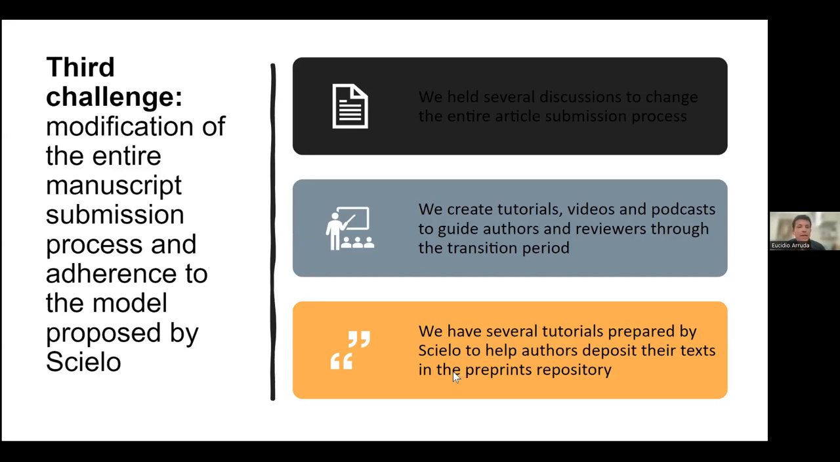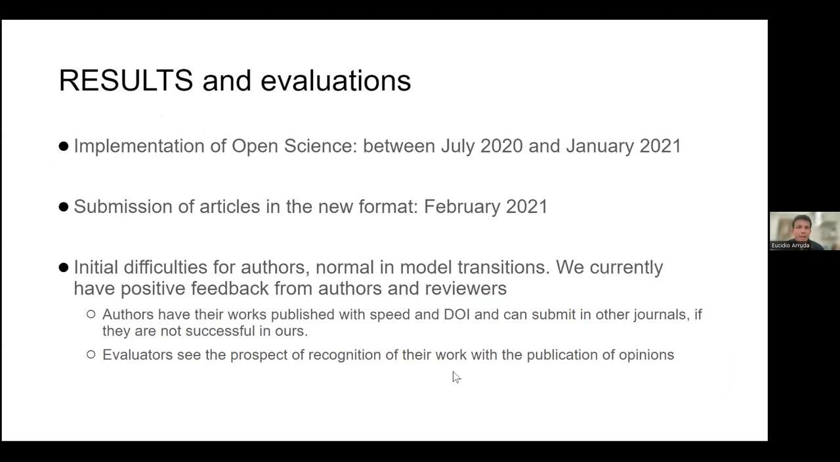We believe that the outcome of this transition has been very positive for the journal. Among the main results we highlight, we started receiving under the open science model in February 2021. There was a better qualification of the articles received. We observed that there was a reduction in the number of articles received because the authors have greater care in the elaboration and finalization of the works, since they will already be available for reading in preprint.